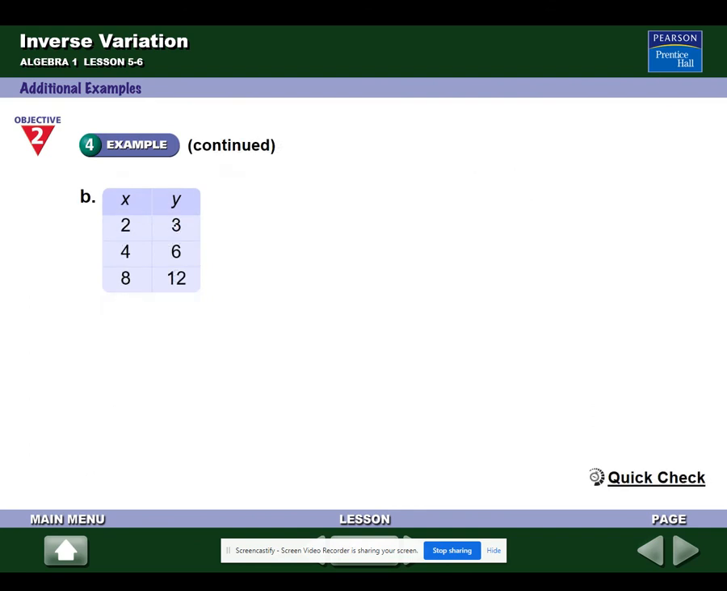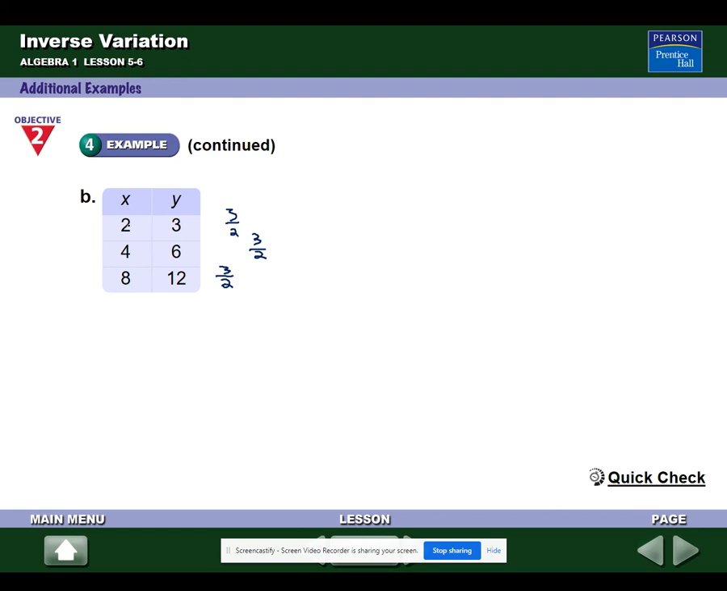What about this one? Well, let's check direct first. 3 divided by 2 is 3 over 2. 6 divided by 4, 6/4 reduces to 3 over 2. 12 divided by 8, 12/8 reduces to 3 over 2. Check it on your calculator if you don't believe me. Okay? Now, before we go ahead and write the equation, let's just prove that it's not inverse variation.